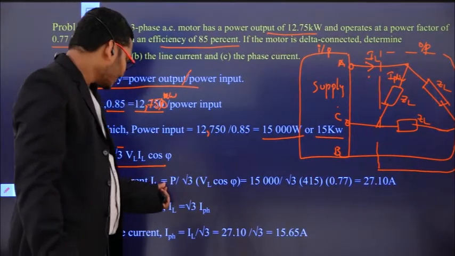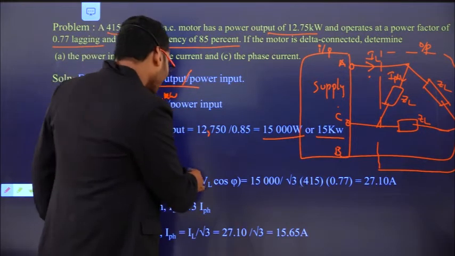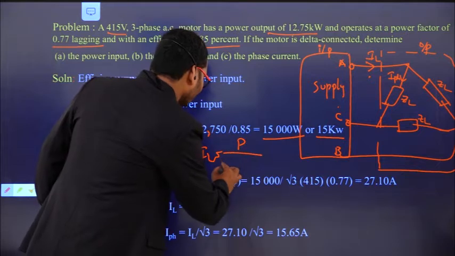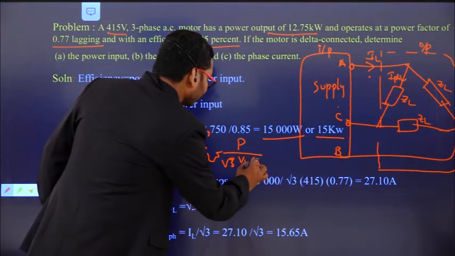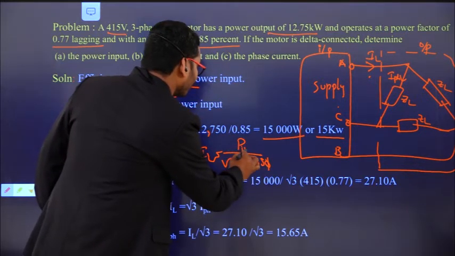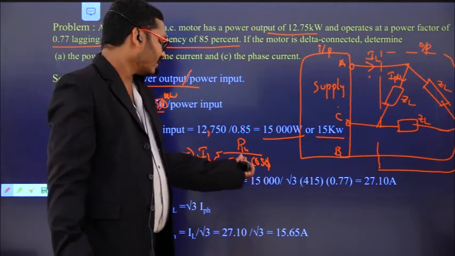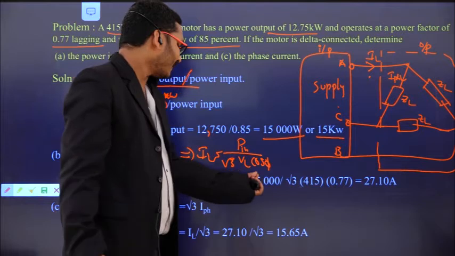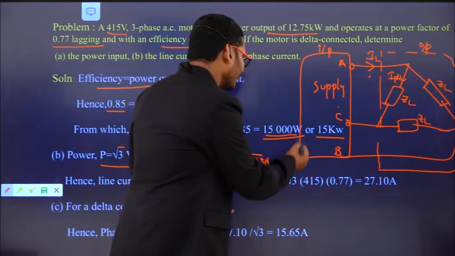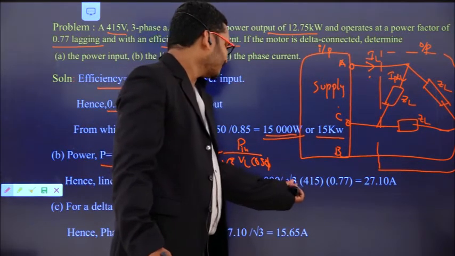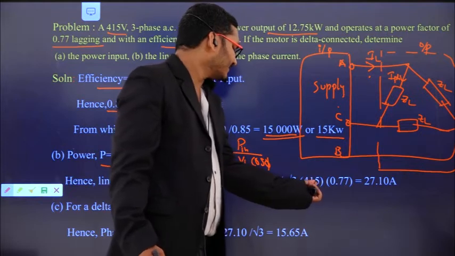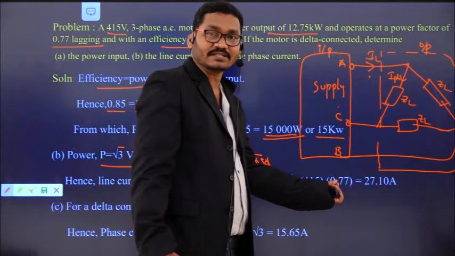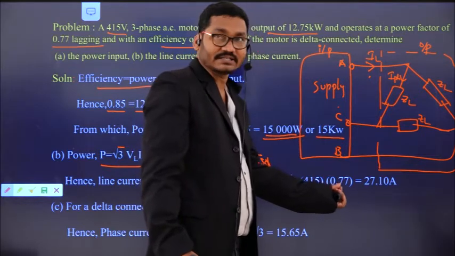From this you can write IL equals P, the power input, by √3 into VL cos phi. Already you have the power input, the line voltage, and also the power factor, so just substitute those values. The power input we just found is 15,000 watts, divided by √3 into the line voltage, which is 415 volts, into cos phi, the power factor, 0.77.